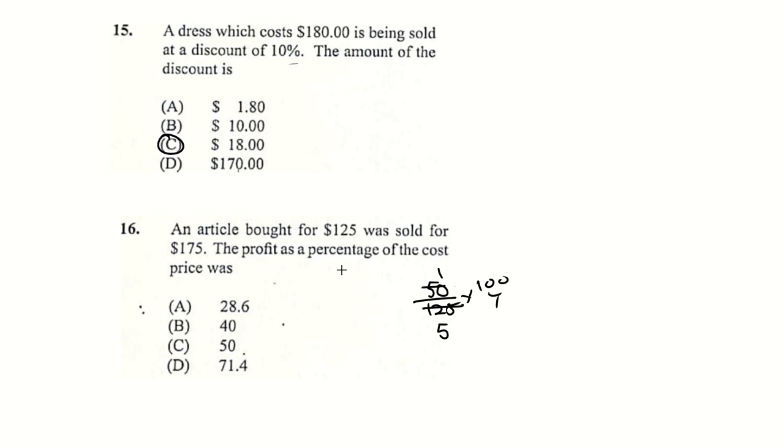Hold on. An article was bought for 125 and was sold for 175. So the profit is 50. Then 50 over the cost price, which was 125. No, this is 2. Sorry, the answer would have been 40. And that is how you would have done this question.